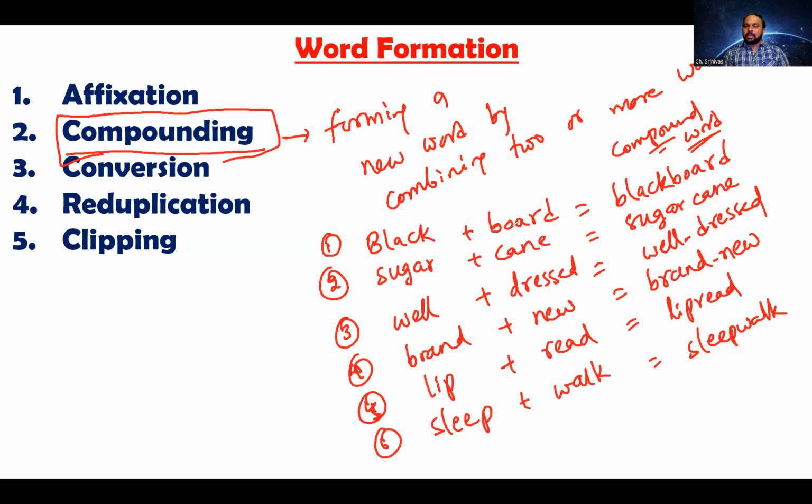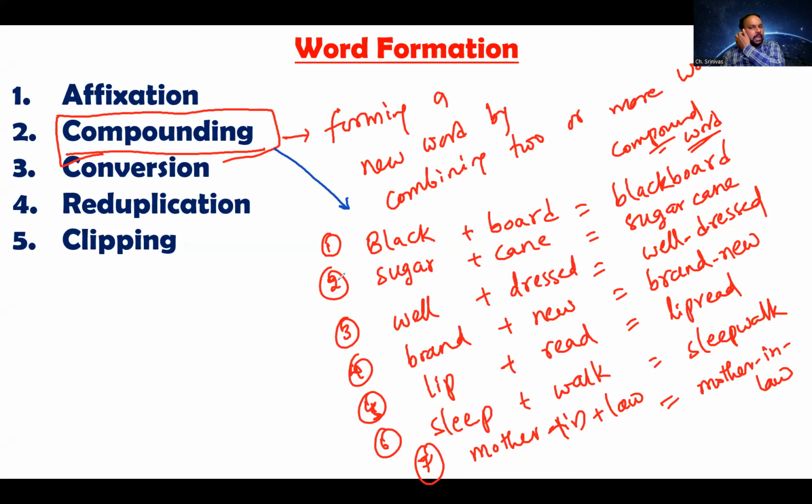Sometimes more than two words are used. For example, mother in law, three words are used here. So mother in law, a hyphenated word. Commander in chief. So this is about the concept, and this method of coining new words is known as compounding. Compounding is one technique to form a new word.